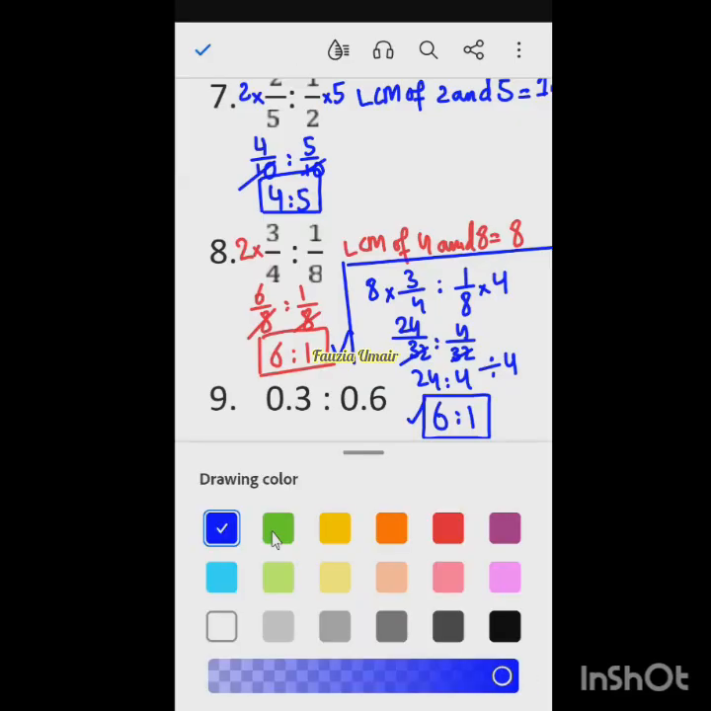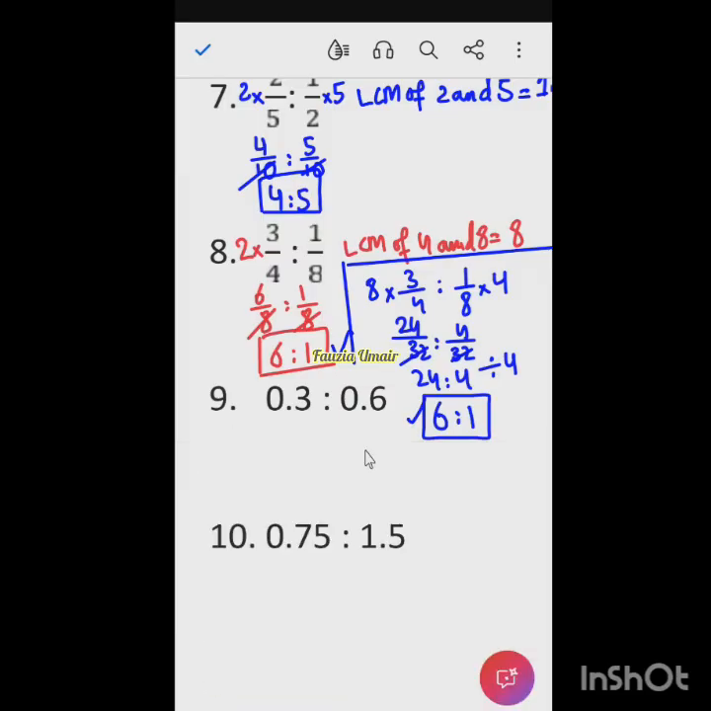All right. So moving on to the next question, 0.3 ratio 0.6. So decimals are there. How do you solve decimals? We change them into fractions. Very good. This will be 3 by 10 ratio 6 by 10. Now what will we do? We will cancel 10, take away 10. Very good. So it is 3 ratio 6.